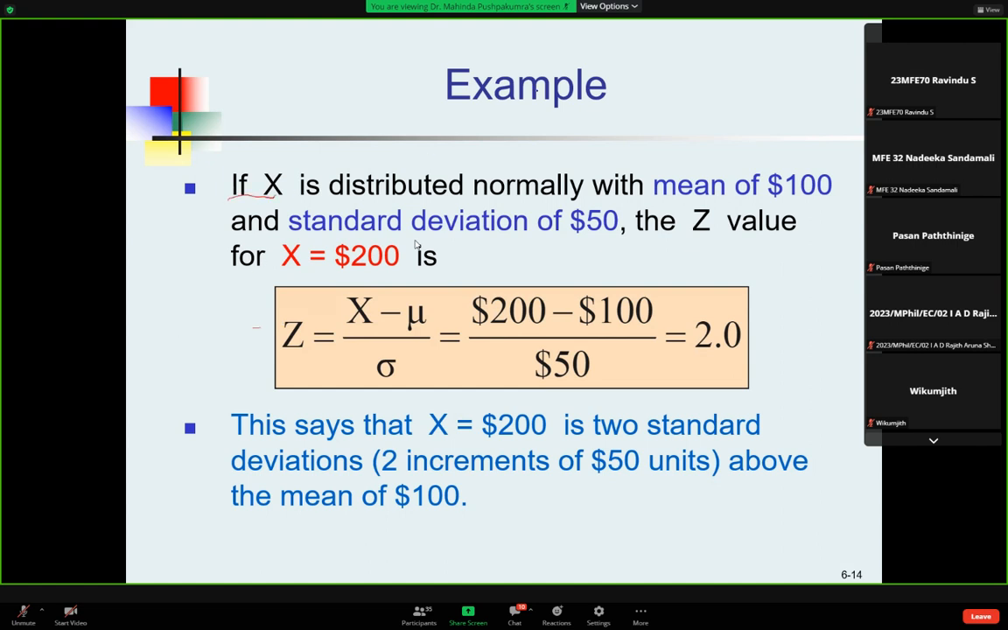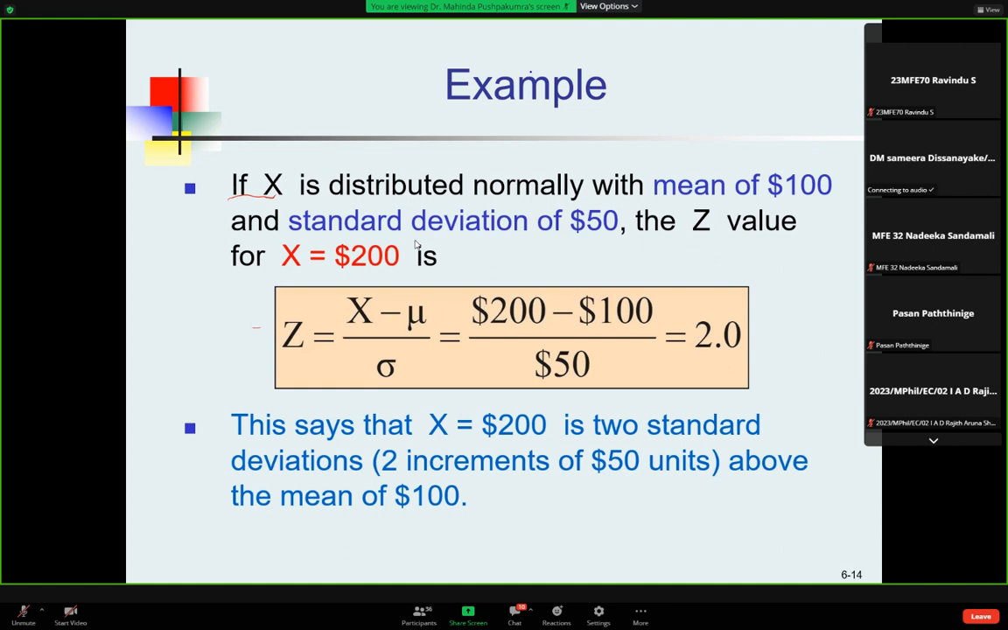If x is distributed normally with mean 100 and standard deviation 50, the z value for 200 is 2. Now z = 2 says that 200 is 2 standard deviations above the mean, because the mean is 100.